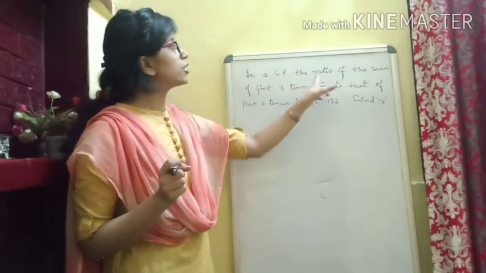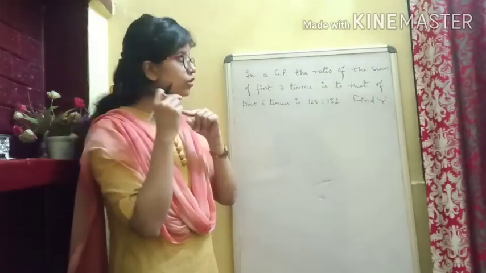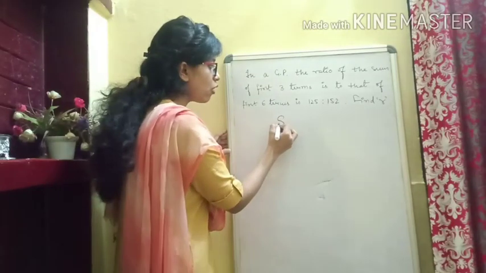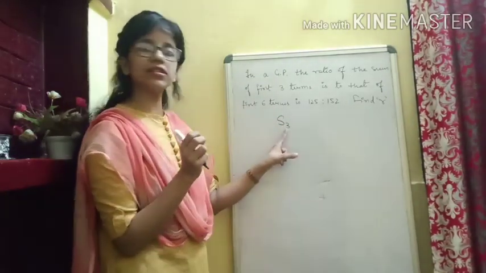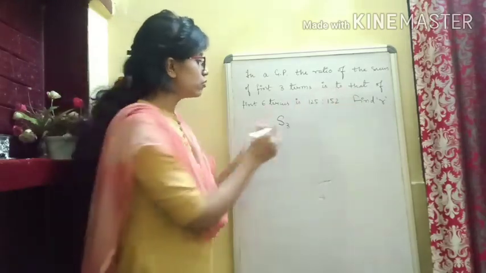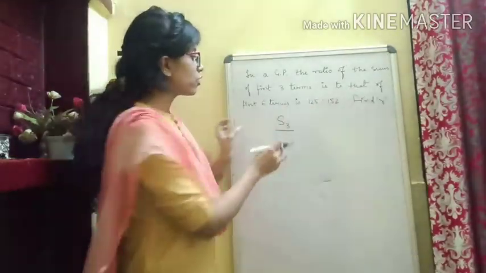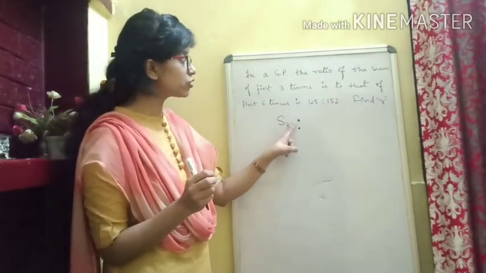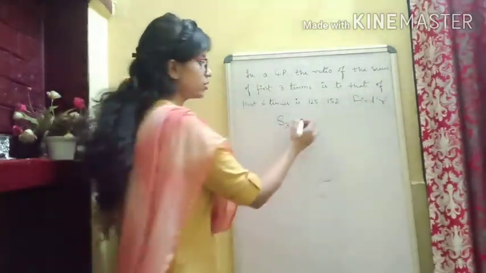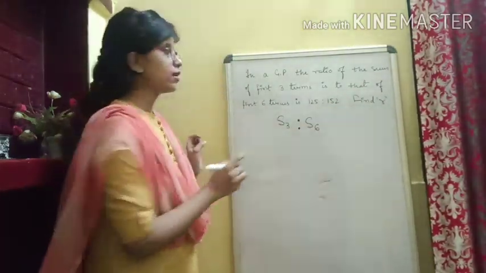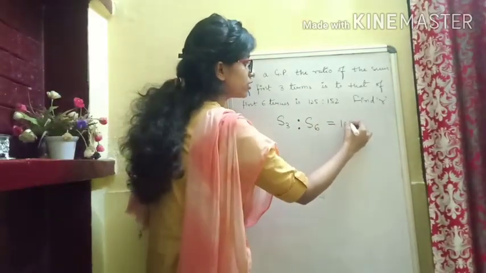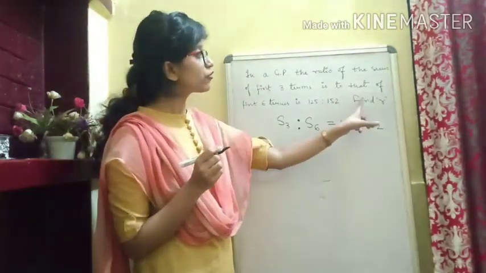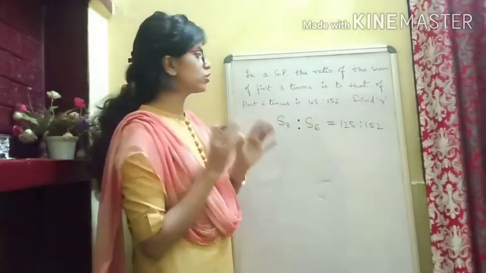In a GP, there is a ratio given of what? Sum of first 3 terms. So the sum of first 3 terms we write as S3, the ratio is 2. Let me write it: first 3 terms is 2. That of first 6 terms, so S6. Is it okay? And it is given as 125 is to 152. This is the information they have given. You have to calculate r, that is the common ratio. So this is what we have to do.